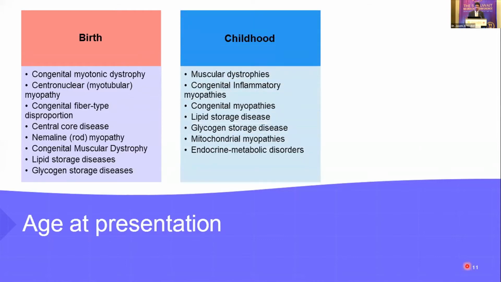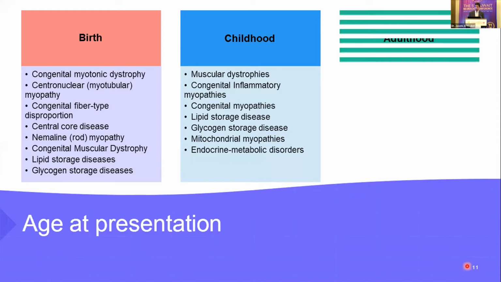In childhood, you have the muscular dystrophies, the congenital inflammatory myopathies, lipid storage diseases, glycogen storage diseases, mitochondrial myopathies, and endocrine metabolic changes. The inflammatory myopathies are mostly dermatomyositis. Polymyositis is rare in childhood. So this is to keep in mind.